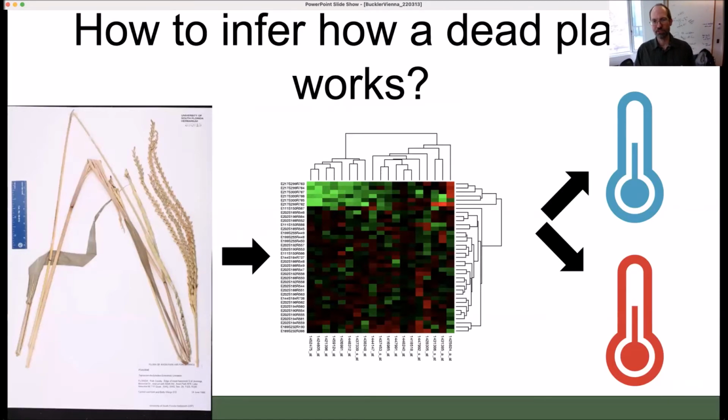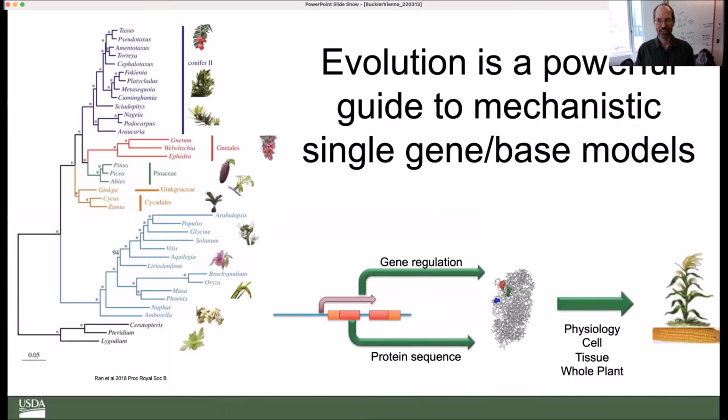We know that a lot of the traits we want, whether that's nitrogen recycling or the temperature tolerances we're looking for, are in these species that are related to maize and sorghum, but we can pretty much only have them on a herbarium sheet. And so really we're trying to infer how a dead plant works. And I think, as you'll see in this, we've been focusing on creating a series of models that use both evolutionary information combined with mechanistic models to try to make some of that inference.